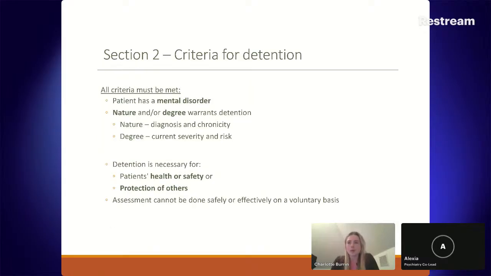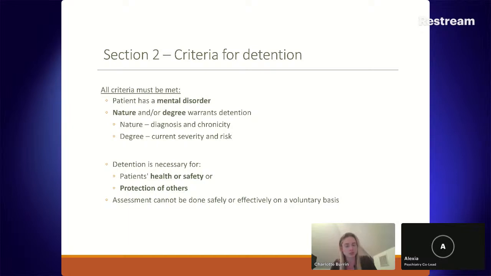So we've talked a bit about what Section 2 looks like. How do we get to Section 2? So again, the Act sets out very specific criteria that a person must meet in order for them to be detained. And all of these criteria must be met. You can't just have one or two of them. And this is what the doctors would write in their medical recommendation.